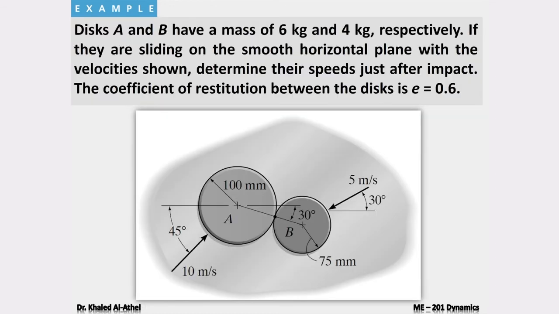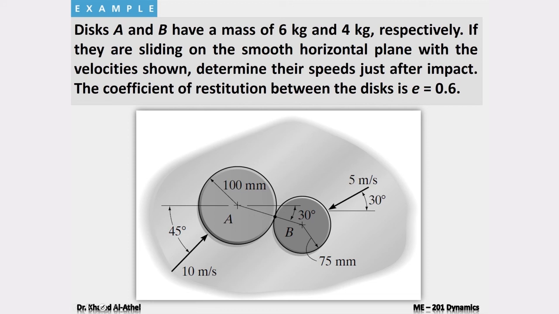Now, the second example is a traditional oblique impact problem. Disks A and B have a mass of 6 and 4 kilograms respectively. They are sliding on a smooth horizontal plane, smooth, there's no friction, with the velocities shown. So these are the initial velocities that are given in the problem. Determine their speeds just after impact. The coefficient of restitution between the disks is given as 0.6.